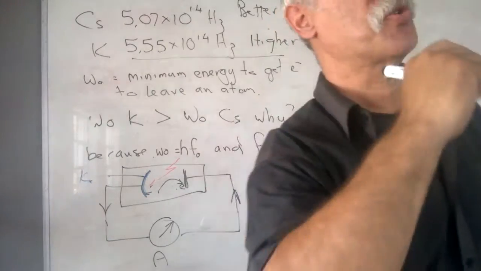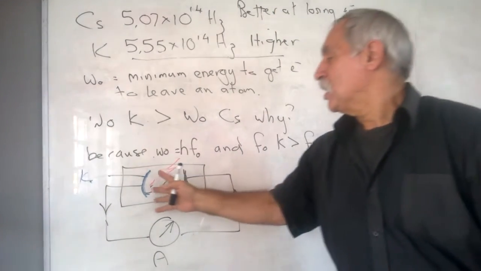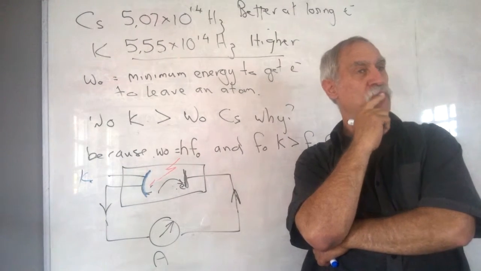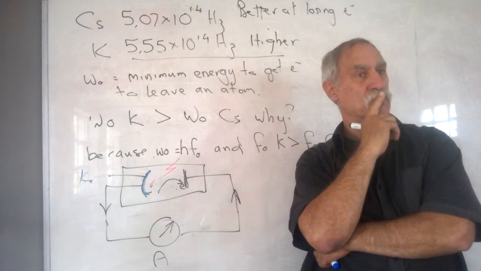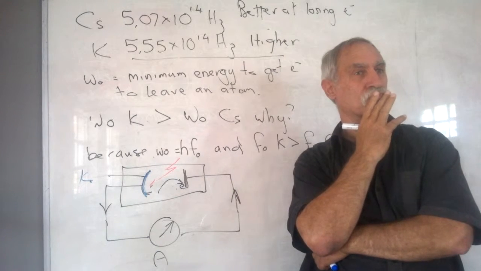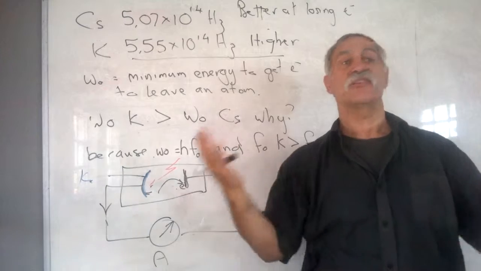Now, let's ask your question, Jamie. If I have potassium here or cesium here, which one of them is going to produce a bigger current for the same light? Cesium, because it's easier to get cesium to give up its electrons.